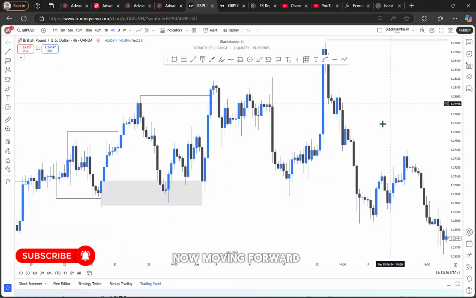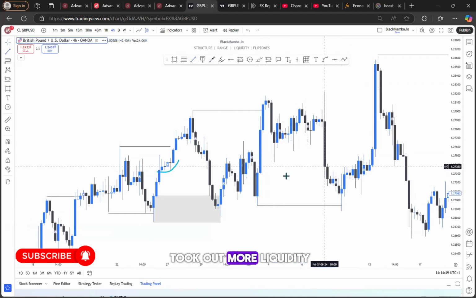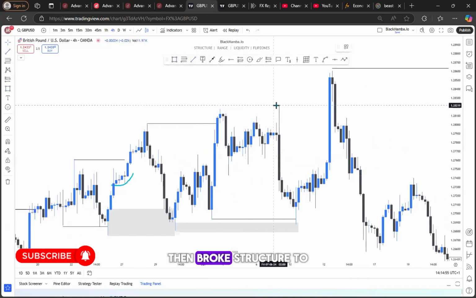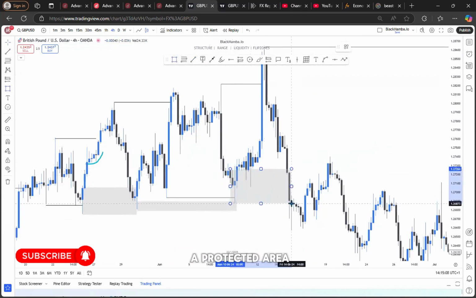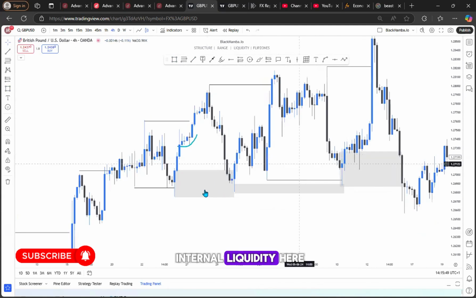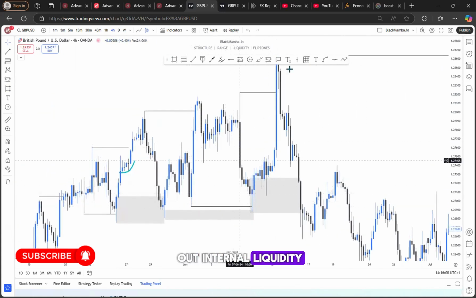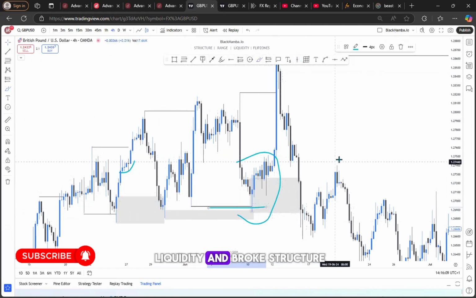Now, moving forward again. After price broke structure to this upside, price came back again, took out more liquidity, mitigated somewhere inside this candle, then broke structure to the upside. This area now becomes a protected area. Price has taken out internal liquidity here, price took out internal liquidity here, and price was pushing to the upside. After price has taken out internal liquidity and pushed to the upside, we are expecting price to respect this area that took out this liquidity and broke structure.